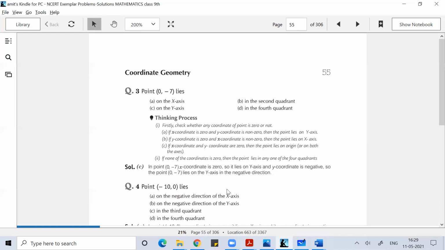In the figure, it's given near 3, not 4, the point P. So the mistake is there in the diagram. X should be minus 1, and Y is close to 3. Yes, sir. Even I got confused in this.